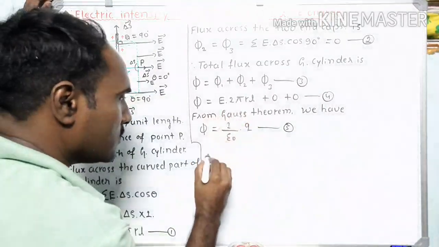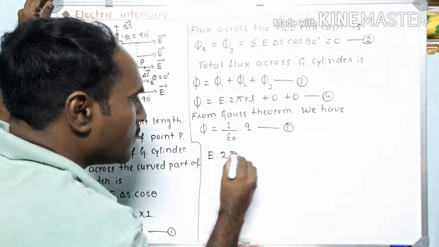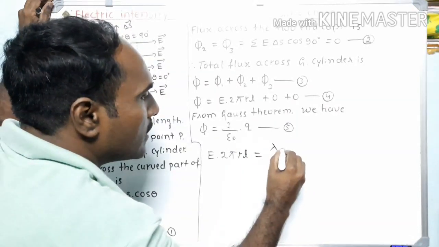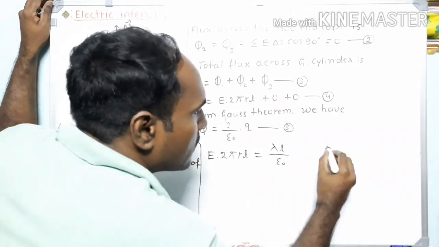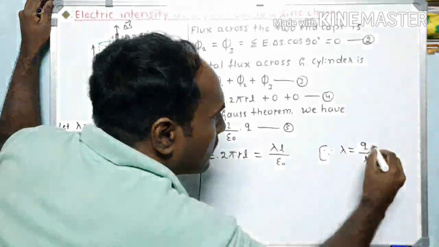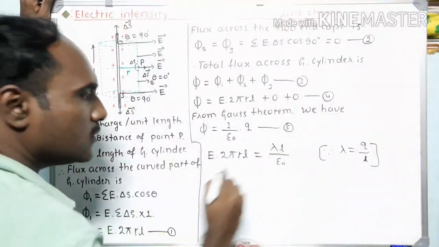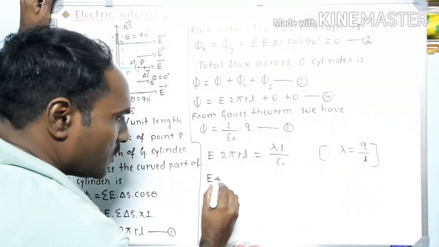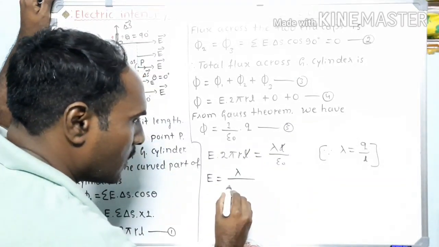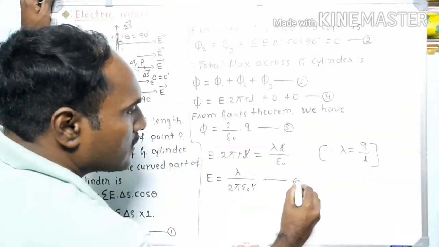Therefore flux is this much. Flux of the Gaussian cylinder is E into 2 pi r L, that is equal to Q, which is lambda into L, divided by epsilon naught. This is because linear charge density lambda is equal to Q upon L, the amount of charge per unit length of the wire, that is Q is equal to lambda into L. Therefore E is equal to, L cancels, lambda divided by 2 pi epsilon naught into r, equation 6.